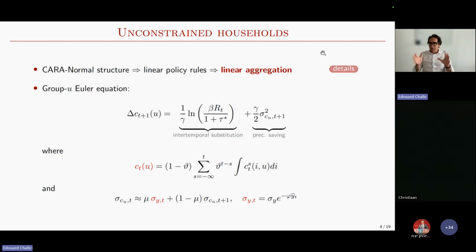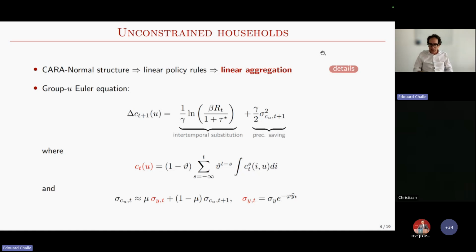So I'm going to spend some time describing what happens on the side of the household, because this is where much of the action takes place relative to the traditional literature. I'm going to be quicker on the supply side and capital flows and so on, where we mostly import what the literature has traditionally been doing. Essentially, if we start with the unconstrained households, those households can freely borrow and lend against each other. What the CARA normal structure gives you are linear policy rules.